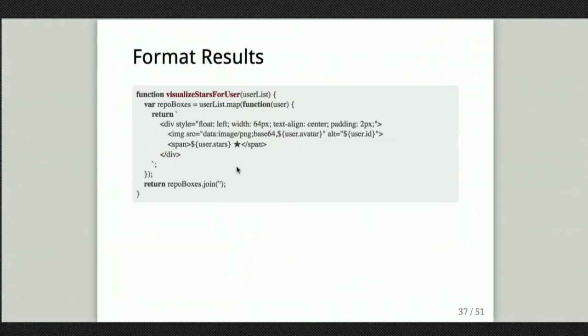Now we're going to format those results as HTML. So what we're doing is we're getting that list that I mentioned, and we're mapping over it. And for each list, we're going to output, for each repository, or excuse me, for each user, we're going to output a div. We're going to float it left, and then we're going to output that user's avatar and how many stars that user has total.